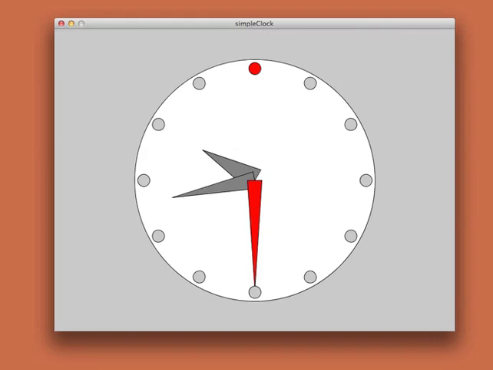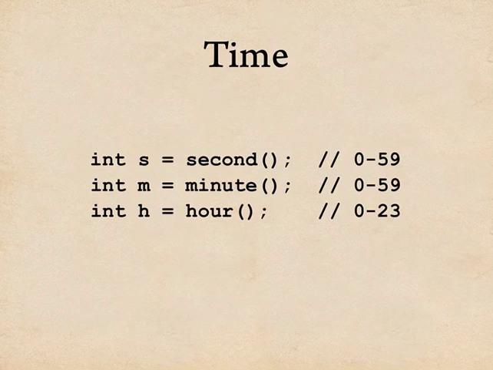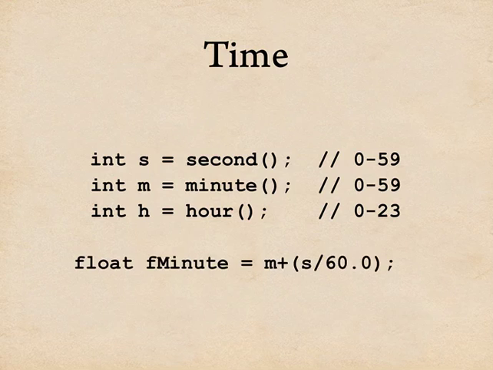So right now, when we're almost 3/4 of the way from 10 to 11 o'clock, we would expect the hour hand to be about 3/4 of the way, instead of pointing exactly at 10. Can we do this? Of course we can, and it's easy. The problem is that second, minute, and hour are returning integers, and we really want to be using a float. So let's create a new float to hold the value of minutes.